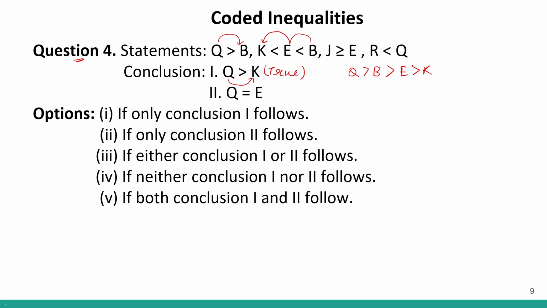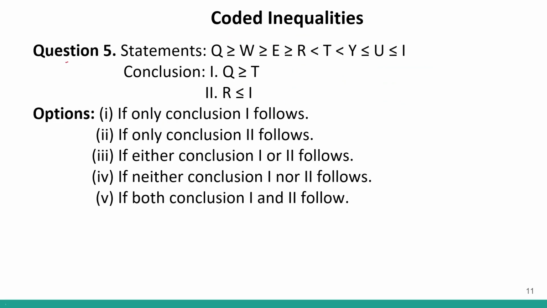Now I have to find the relationship between Q and E, whether they are equal. If I look at this much information, I can say that Q is greater than E, correct? But definitely they are not equal. So this conclusion is false. So my answer will be that only conclusion 1 follows. Therefore, option number 1 will be the answer. Clear?